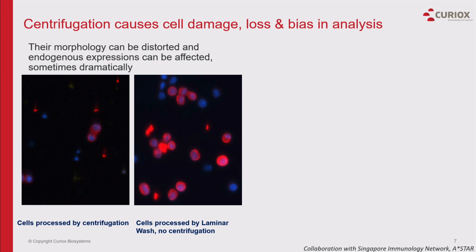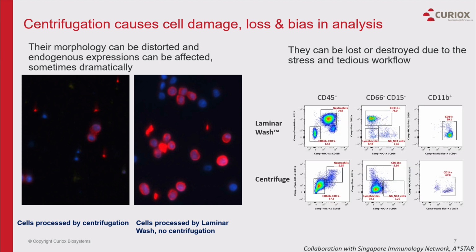Now, just imagine for a minute if this was a very precious CAR T sample, and you can't take these kind of losses with your cells. So these cells can be lost or destroyed, as I said, due to either the mechanical stress of the centrifugation alone in combination with a tedious workflow.